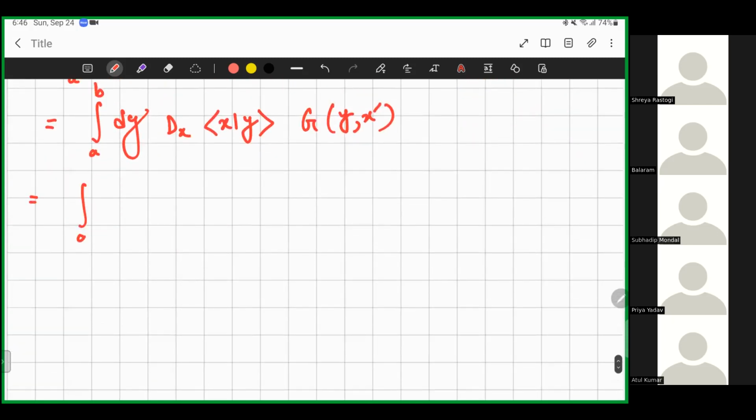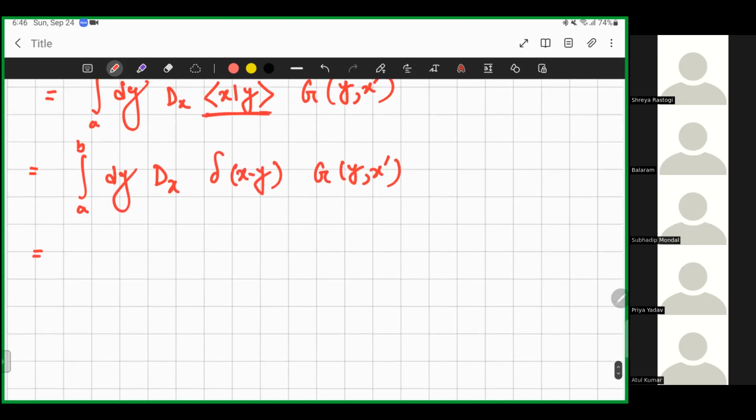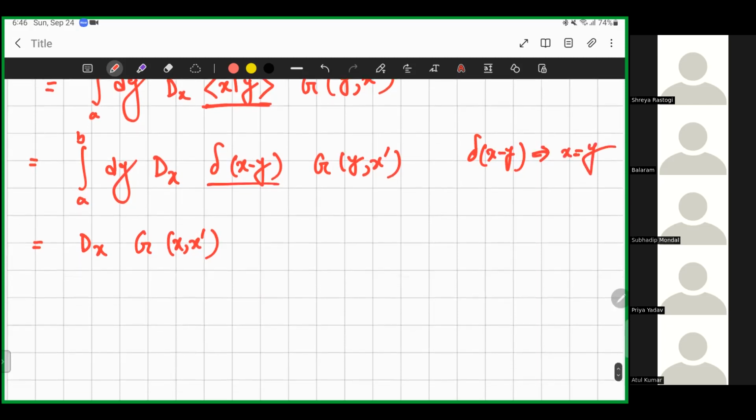So this gives us the delta function. So it will be the integral dy D_x delta(x minus y) g(y, x'). So essentially this function will survive when x equals y, otherwise the delta function will be 0. We can write it D_x just g(x, x'), because delta(x, y) only survives when x equals y. Then the overall integral will convert g(y, x') to g(x, x').